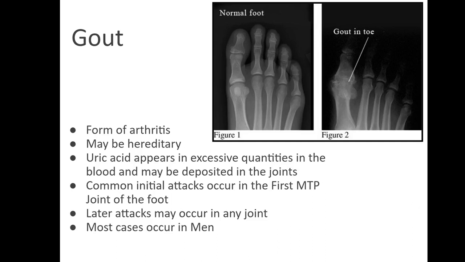A lot of times you'll see it in the first MCP joint of the hand. Generally, gout is not evident radiographically until more advanced conditions of gout develop. So this is a pretty severe case of gout. Most cases of gout occur in men, and first attacks of gout rarely occur before the age of 30. So to summarize gout, just please know that it's a type of arthritis in which uric acid has excessively built up in the blood, which is then deposited in joints, and may be hereditary and more common in men.